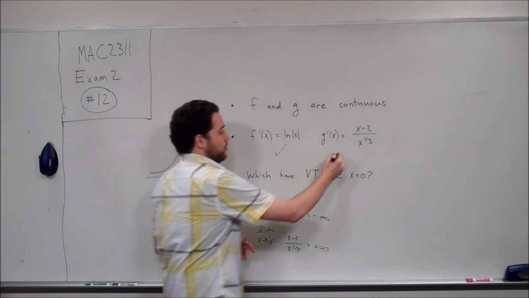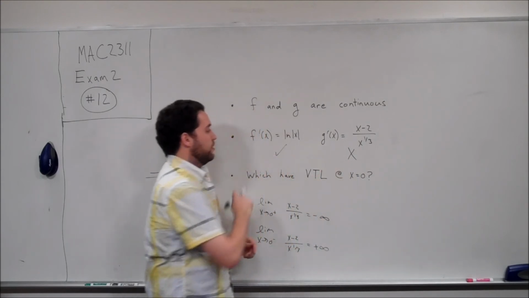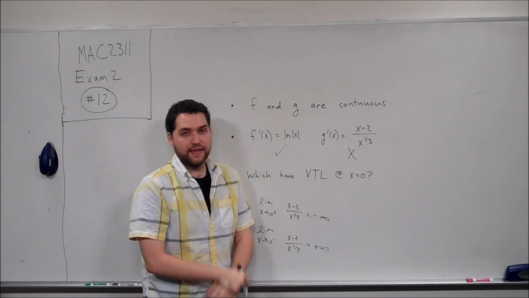So this function wouldn't have a vertical tangent line. Meanwhile, the first function would have a vertical tangent line. And that is your final answer.